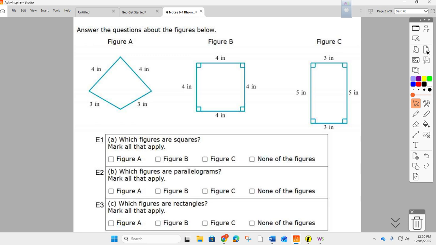So one way we're going to use this: which figures are squares? We've got to look at our criteria from the beginning: four sides that have the same length and four right angles. So, is A a square? No. That would be crazy. Is B a square? Is C a square? No, because its sides aren't equal.